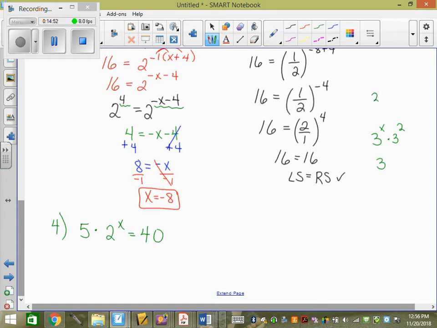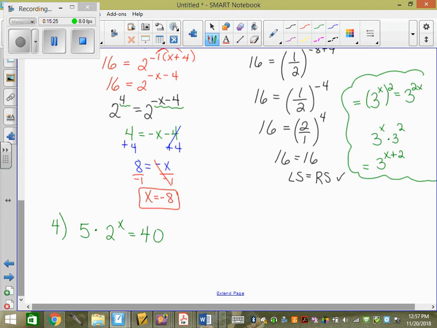When you have 3 to the x to the 2, what do you do? Multiply. So this is different. So what do you think I'm going to do? Write these as little side notes for yourself. The only way you can put something together is if they have the same base. Do these? No. So I can't put them together. I can't make 5, 2, and 40 be the same base.